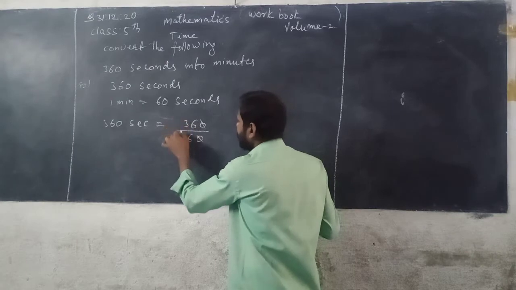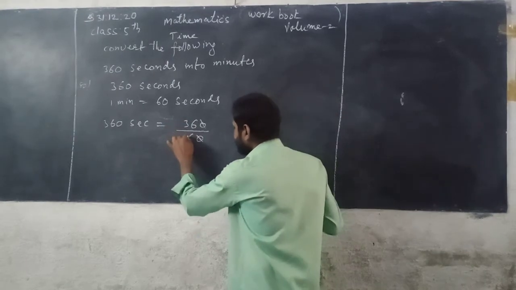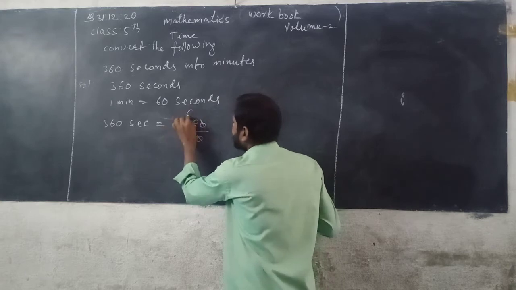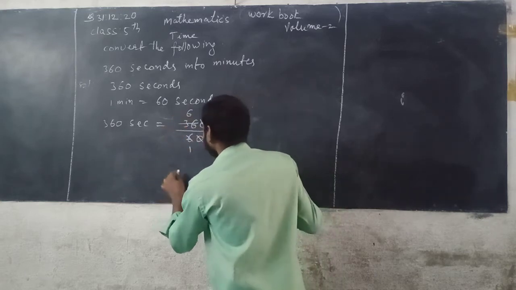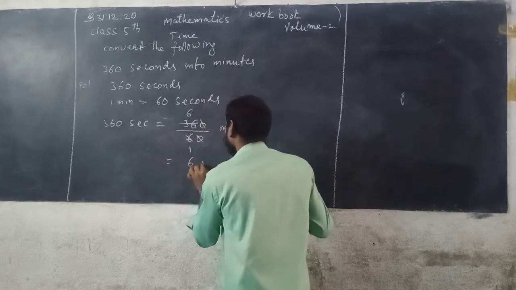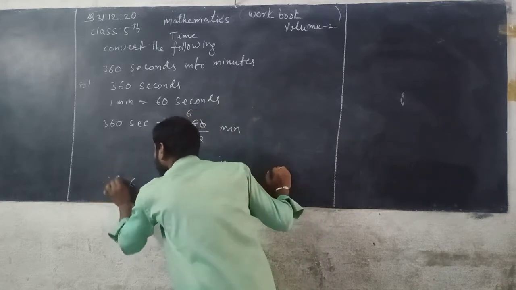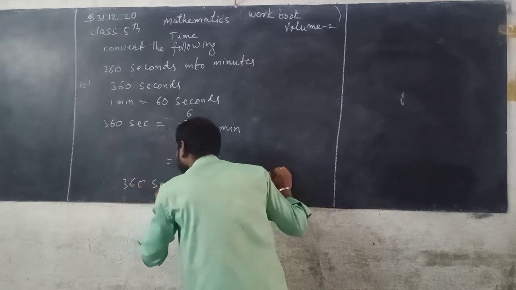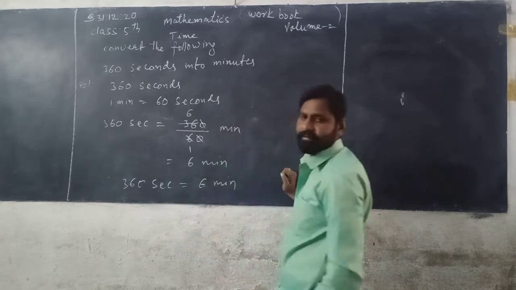The numerator and denominator of the fraction are simplified by the same number, that is 6. 6 ones are 6, 6 sixes are 36. Then 6 by 1 is 6 minutes. Therefore 360 seconds is equal to 6 minutes. Write it down, everybody.